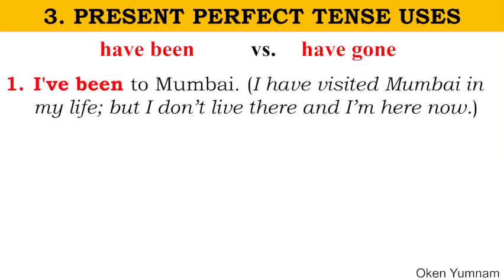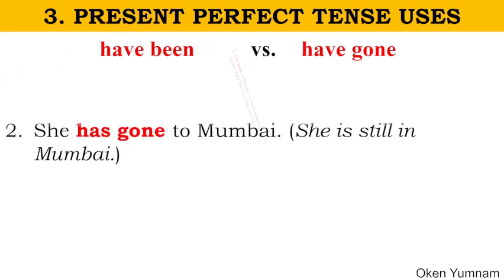Let's see an example here. I've been to Mumbai. Yes, it means I have visited Mumbai in my life. I don't live there and right now I'm not in Mumbai. I've come back, I'm here now. That is have been. Coming to gone, she has gone to Mumbai. Yes, and she hasn't returned yet. She's still in Mumbai.